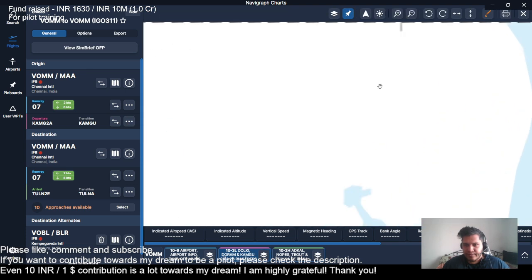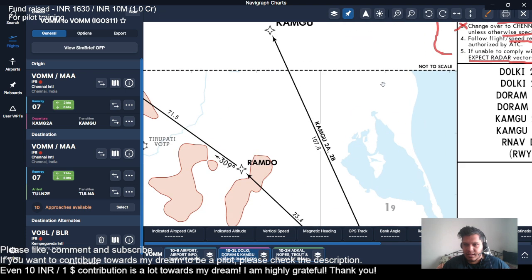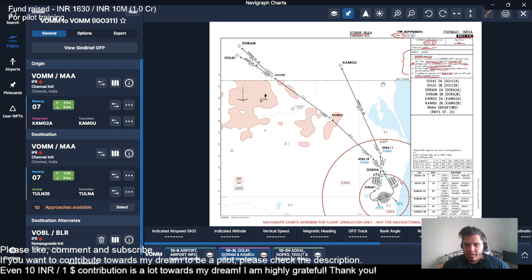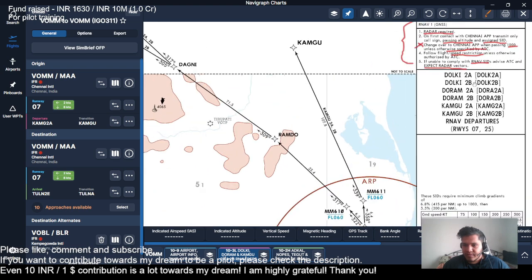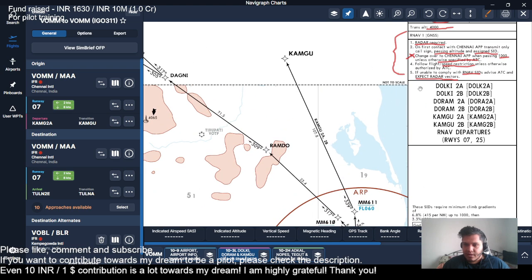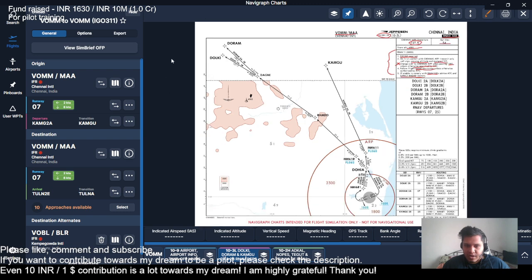Now you can see this particular map will show us all these SIDs: Dolki 2 Alpha, Dolki 2 Bravo, Doram 2 Alpha, Doram 2 Bravo, Kamgu 2 Alpha, Kamgu 2 Bravo. Okay, runway 07 and 25.